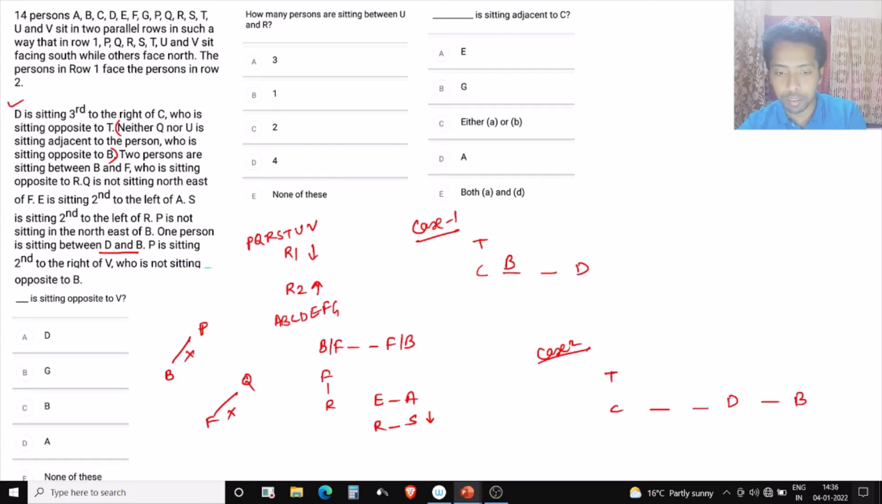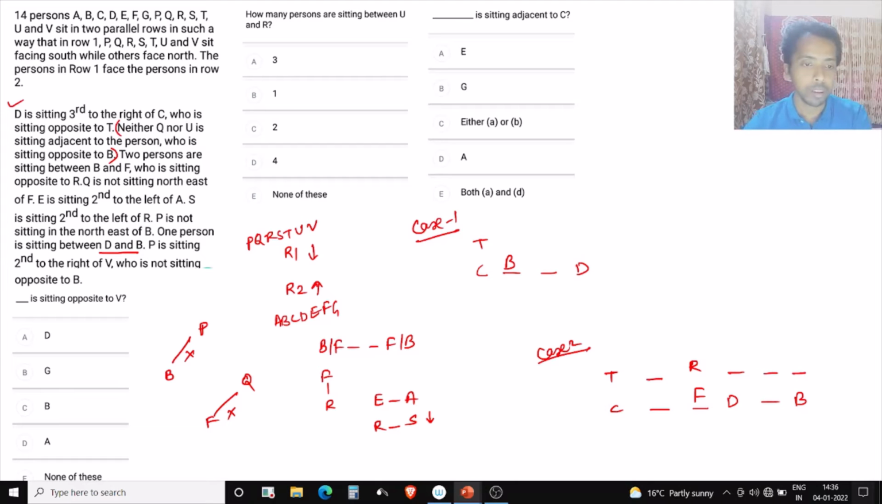And two persons between B and F, so we have to take F to the left hand side of B, because if we take it to the right hand side, then the total number of persons in each row, that is 7, would be violated. See how? 1, 2, 3, 4, 5, 6. Already 6 persons are there, and in between B and F, 2 persons. That means total 3 persons to the right hand side of B. That means 6 plus 3, 9. So the condition would be violated that 7 persons in each row would be there. So that's why I have taken F to the left hand side of B. Now F sits opposite of R.